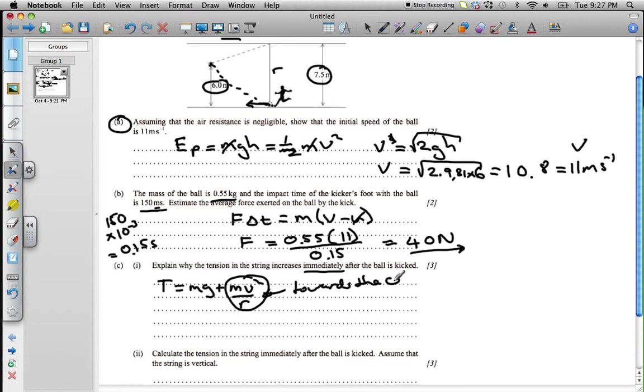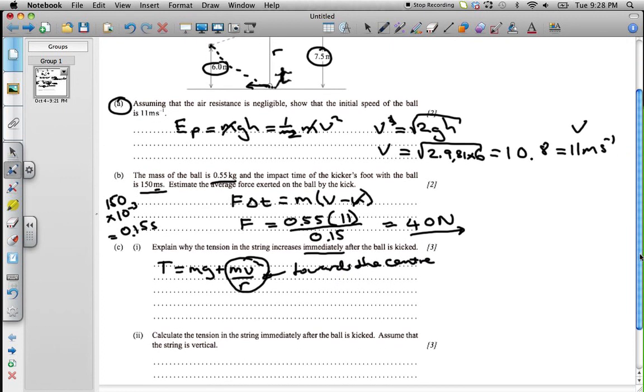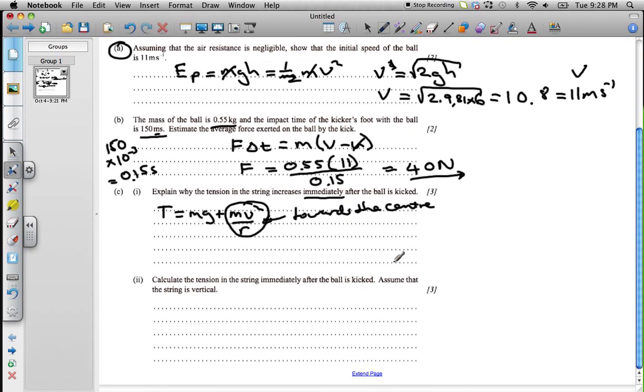and it provides that force to cause that acceleration towards the center, to provide the acceleration that takes place. So I'm sure you'll be able to write that, and therefore calculate the tension in the string immediately after the ball is kicked.